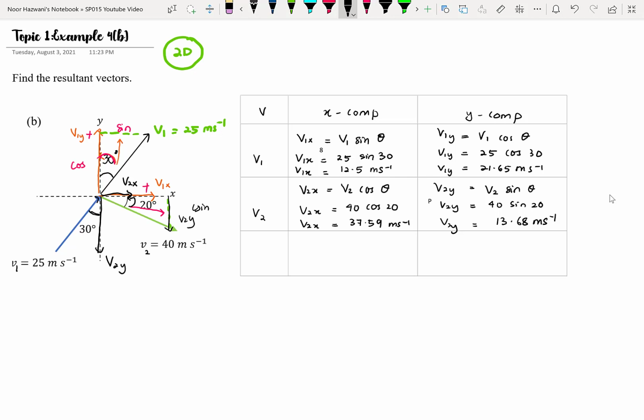But you have to make sure your sign convention is correct. What you notice here is that V2 sits in the fourth quadrant. So when it is in the fourth quadrant, its X is positive, but its Y is negative. So you have to put a negative sign there. Okay, and then after that you sum up based on the X component and Y component.